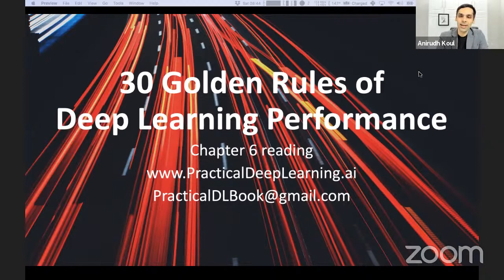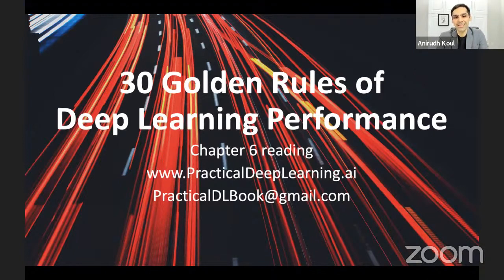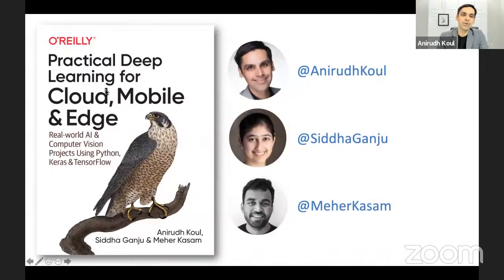My name is Anirudh Koul. I used to work at Microsoft Research, and during the journey of deep learning since 2013, I made a lot of mistakes. So I got into preaching how not to make the mistakes, and that eventually ended up as a book called Practical Deep Learning from O'Reilly, along with my co-authors from NVIDIA, Siddha Ganju, and Meher Kasam. We saw the practical side of deep learning and AI: you can understand the deep theory behind it, but what is the way companies like Google, Facebook, and Microsoft apply some of these things at scale?